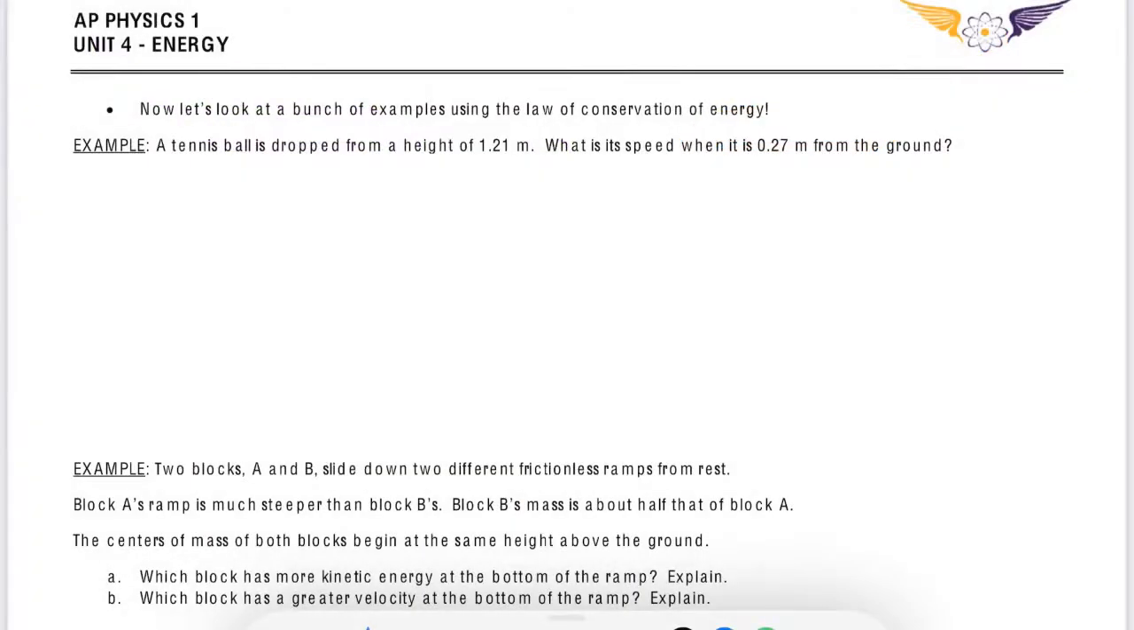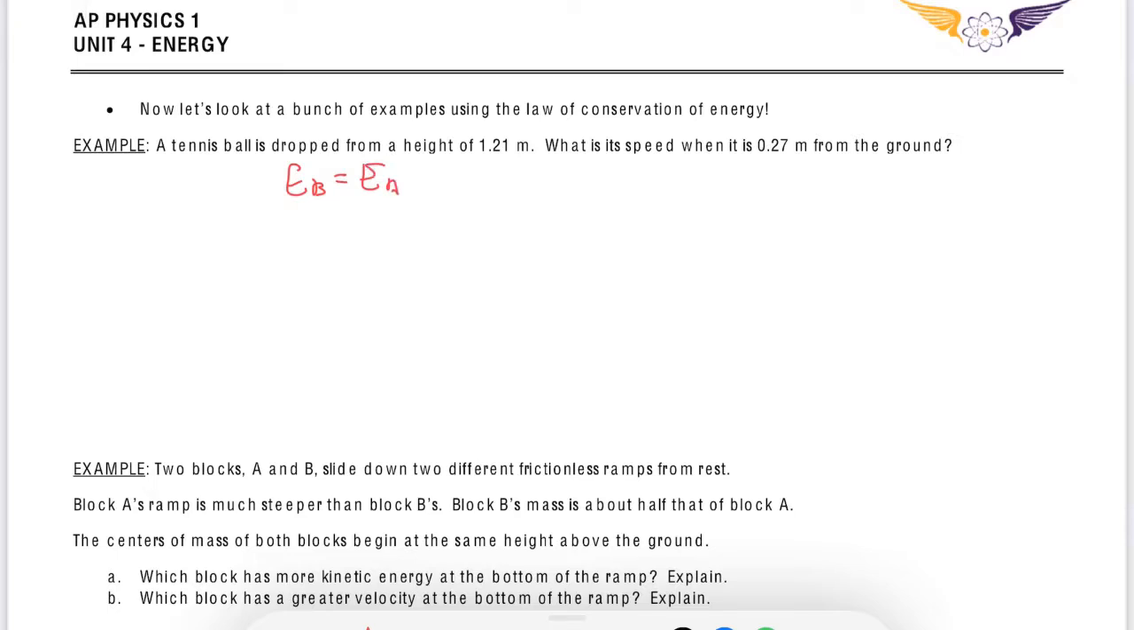Okay, so now let's just look at a bunch of example problems using this conservation of energy concept. So the tennis ball, first one: a tennis ball is dropped from a height of 1.21 meters. What is its speed when it is 0.27 meters from the ground? The way I like to do these problems is I start by simply writing conservation of energy, E before equals E after.